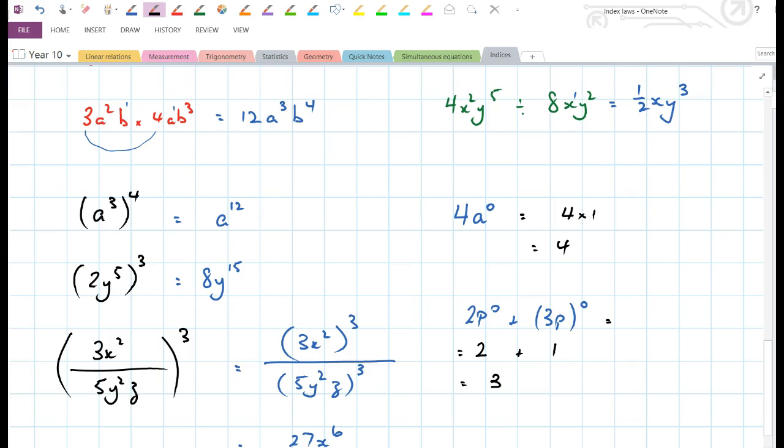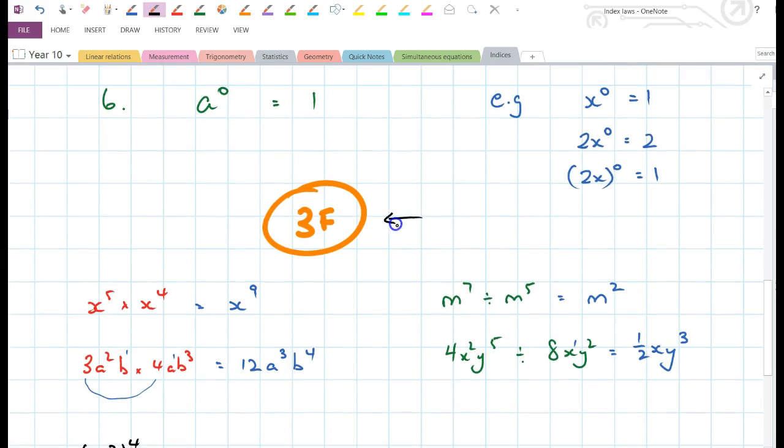Okay, I think we're now good to go on exercise 3F. So refer to your work requirements, and we can get stuck into that.